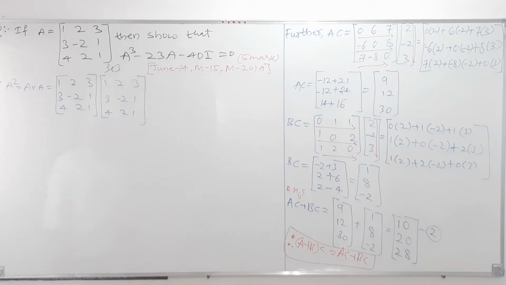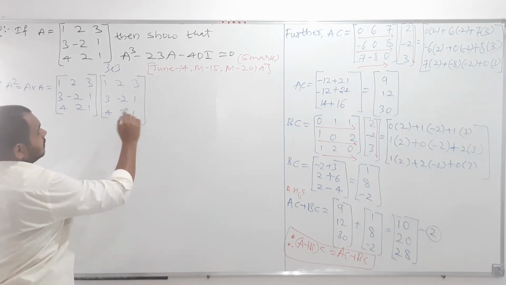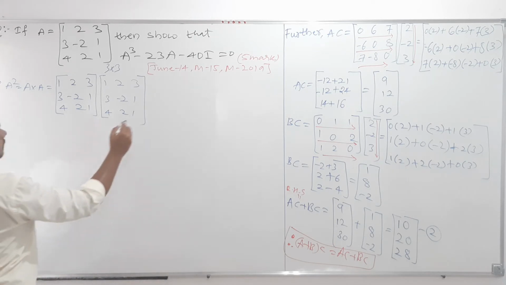1, 2, 3. 3 minus 2, 1. 4, 2, 1. So further simplify this. So you will get here.